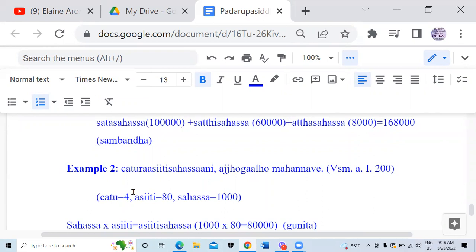Chittu Rasiti. How do we know that? Is there a rule for that? Like in example number one, how do we know that we have to multiply each of the three numbers in the front by the last number and then do the addition? Yes, that's why the context is very important.